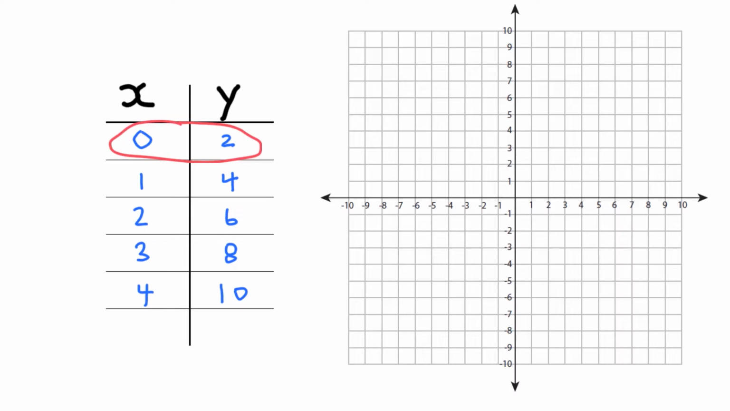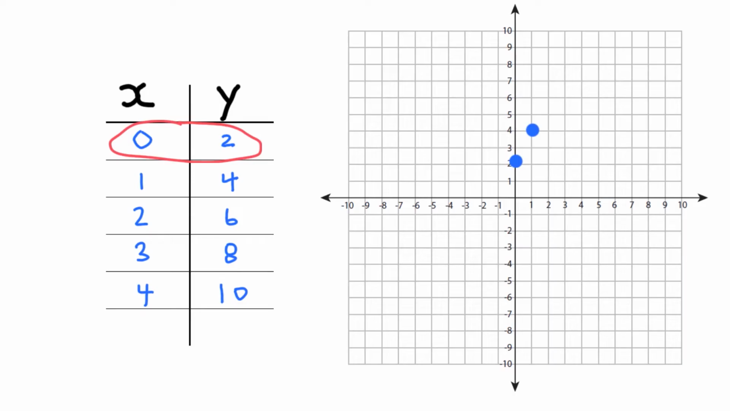So what we have to do, just like before, when the x value is 0, the y value is 2. So x is 0 right here at the origin. Since y is positive 2, I know I'm going upwards, and I'm going to positive 2. So that is going to be our first point. When x is 1, y is going to be positive 4. So again, I'm going upwards, and that's our second dot.